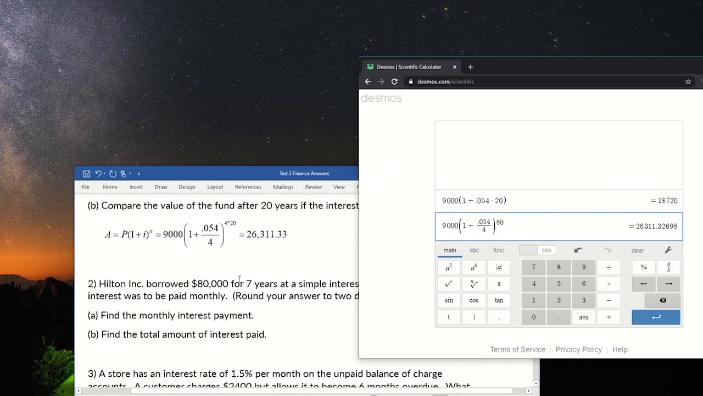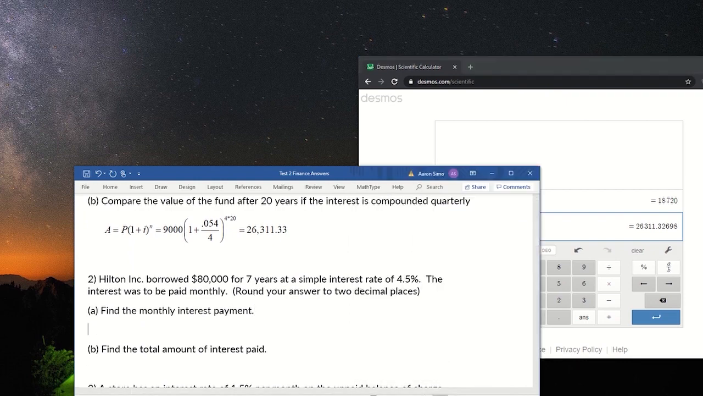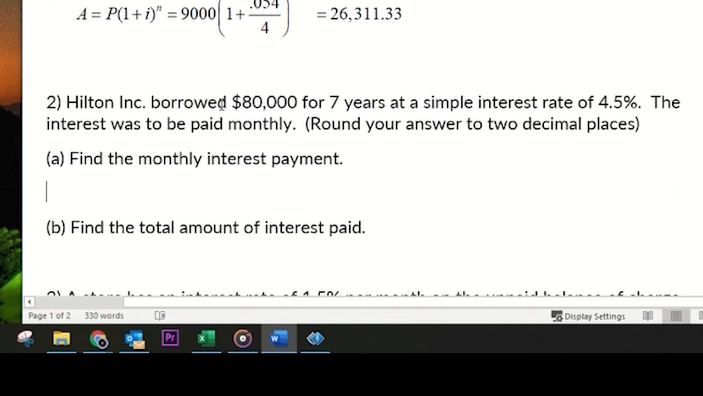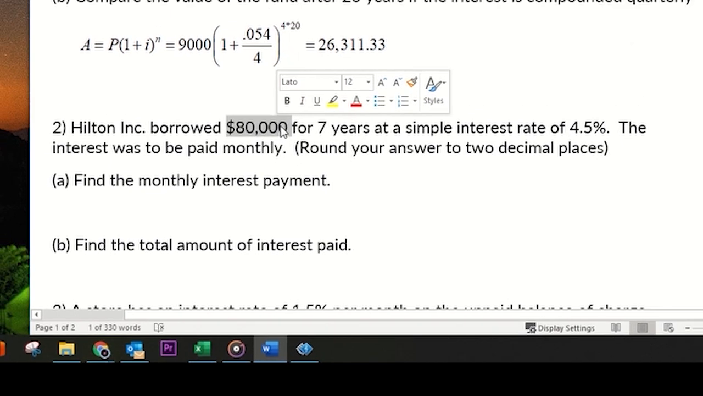Alright, next question, on the monthly interest payment. Hilton Incorporated borrowed $80,000 for 7 years at a simple interest rate of 4.5%. The interest was to be paid monthly. So they're borrowing $80,000, find the monthly interest payment. For the monthly interest payment, we're just going to multiply this times the yearly interest rate, divided by 12. That's 1 month. We'll just do simple interest on $80,000 for 1 month.